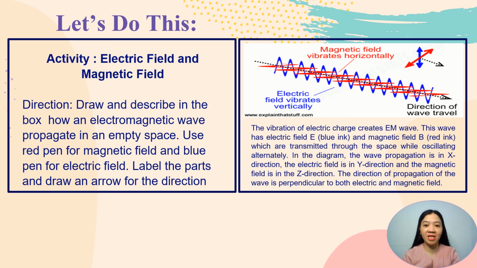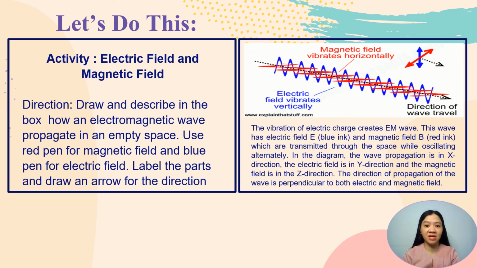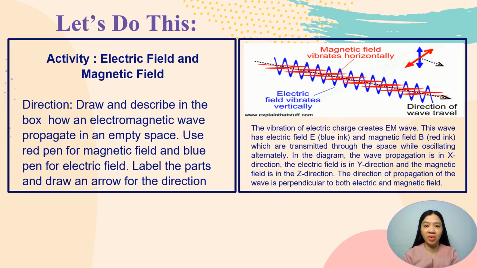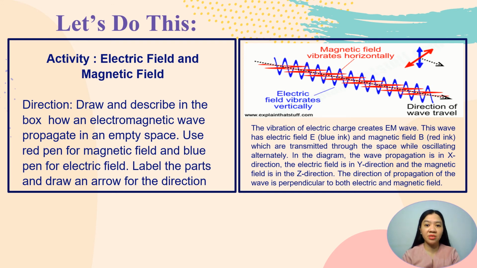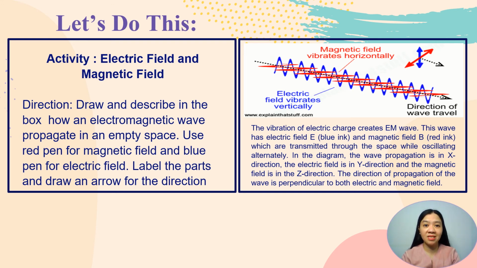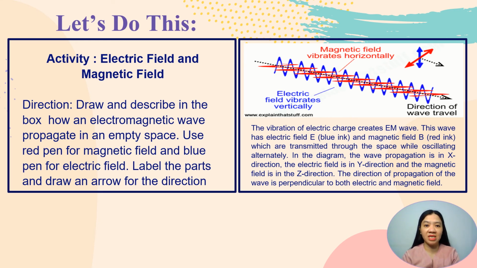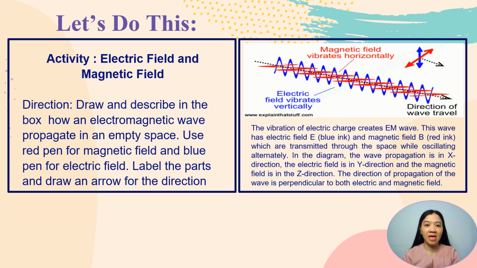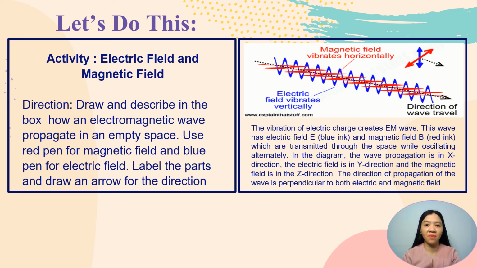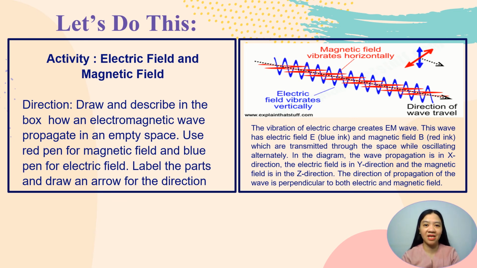The vibration of electric charge creates an electromagnetic wave. This wave has an electric field E, represented by blue ink, and a magnetic field B, represented by red ink, which are transmitted through space while oscillating alternately. In the diagram, the wave propagation is in the x direction, the electric field is in the y direction, and the magnetic field is in the z direction. In this activity, the direction of propagation of the wave is perpendicular to both electric and magnetic fields.